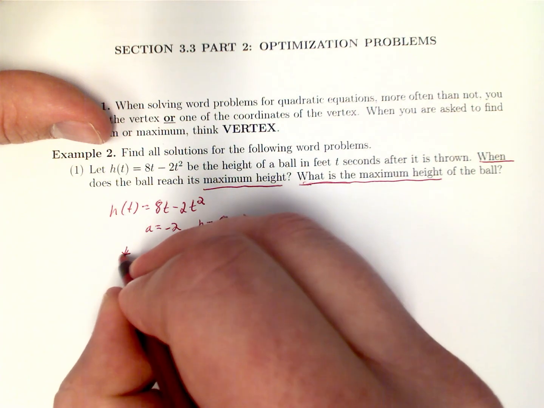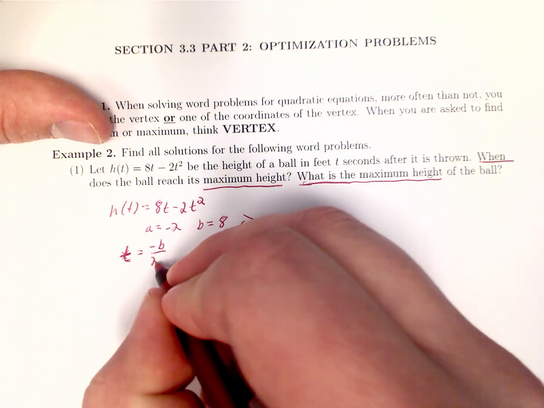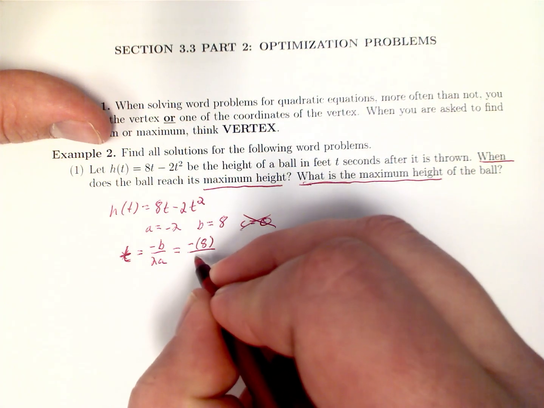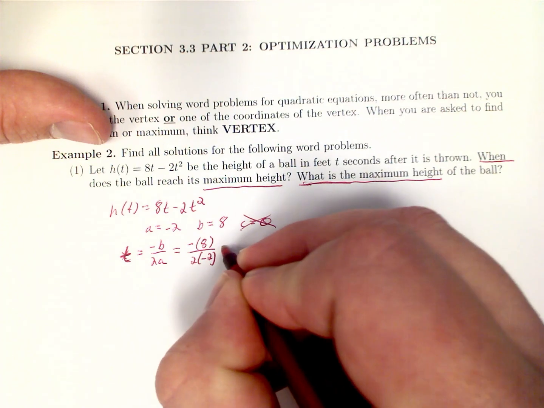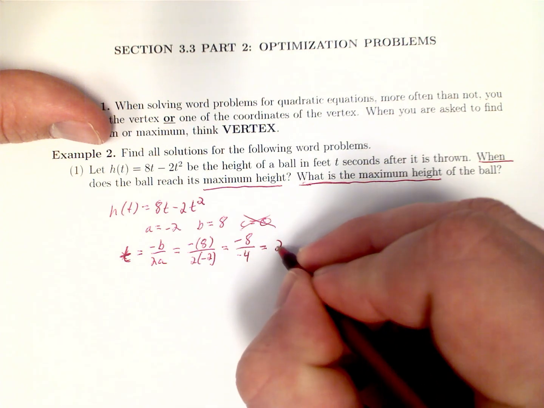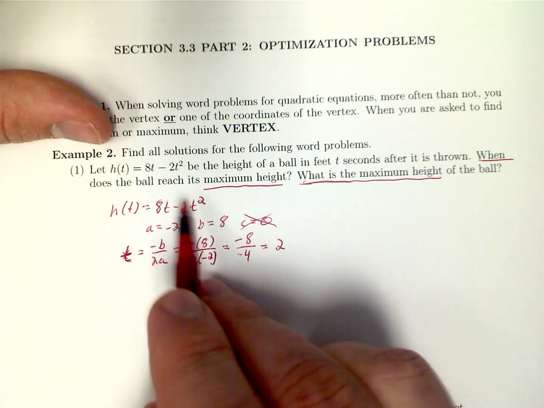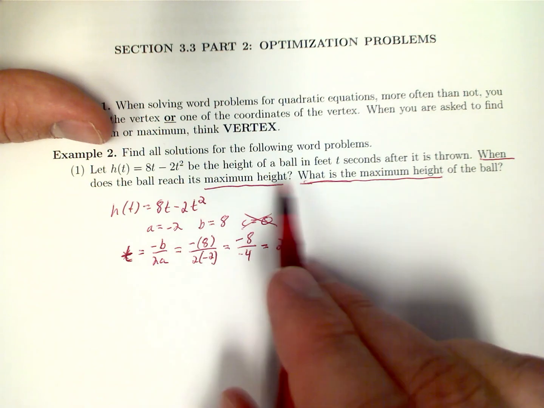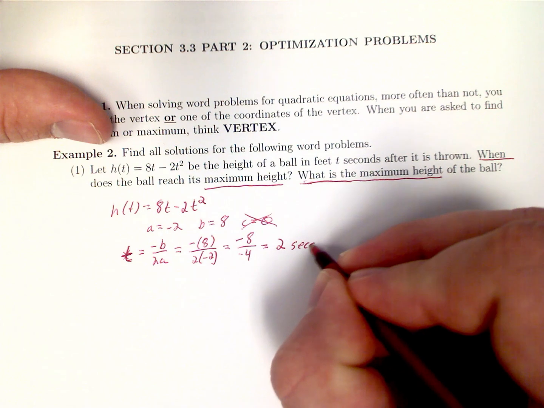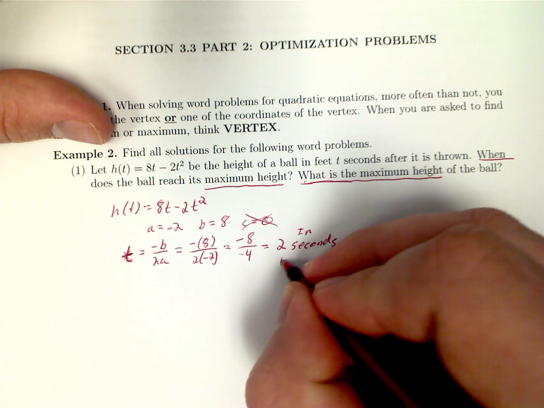Instead of x, it'll be t, rather. t equals negative b over 2a. b is 8, a is negative 2. So we have negative 8 over negative 4, which is positive 2. And what are the units here? So when does the ball reach its maximum height? The when is related to the x coordinate, or in this case the t coordinate, and it's given in seconds, so 2 seconds. So in 2 seconds the ball reaches its maximum height.